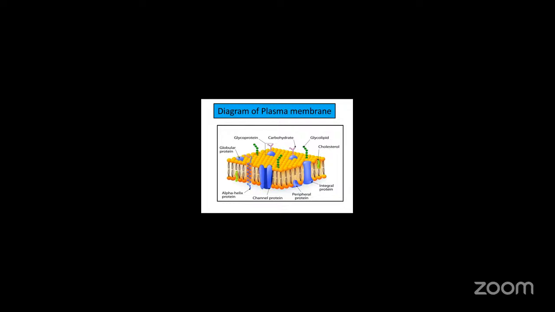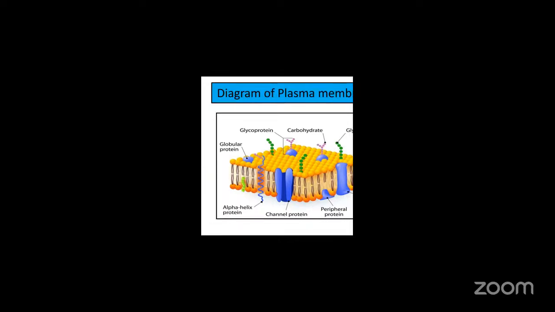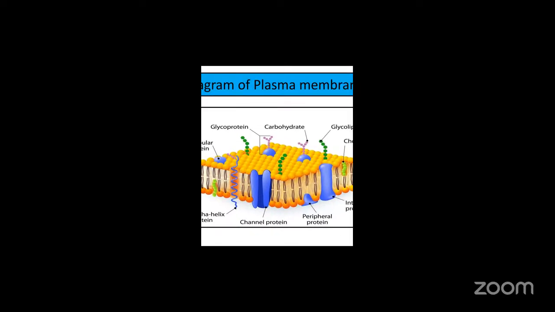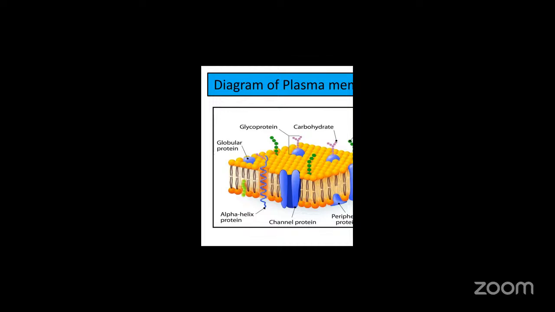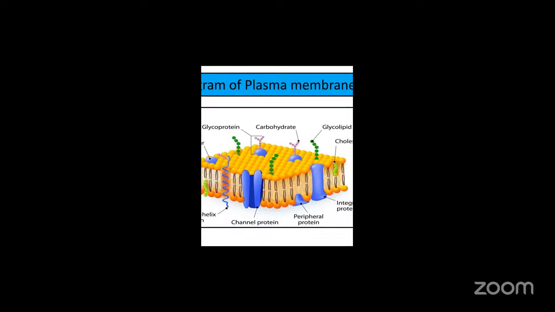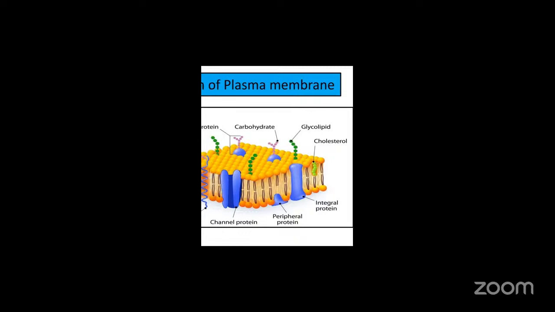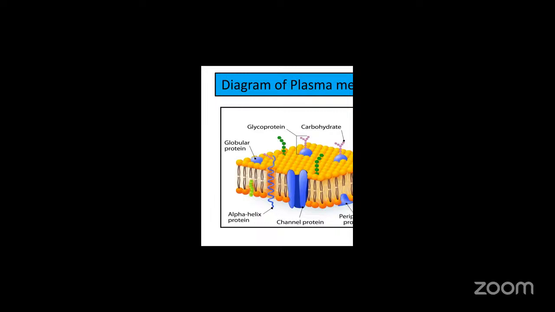Okay, now this is the diagram of the plasma membrane. If you look at the diagram, as I have already mentioned, this is how it looks. You have the PLP layer, I have told you. Here, this is the peripheral protein. This is the integral protein, and this is the lipid layer. So globular protein, I mean different types of proteins actually.